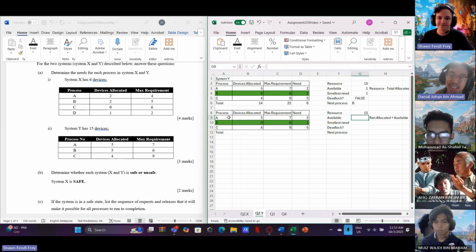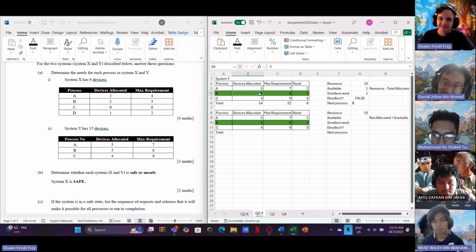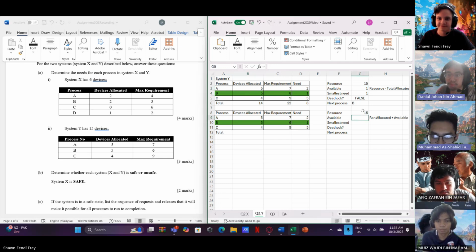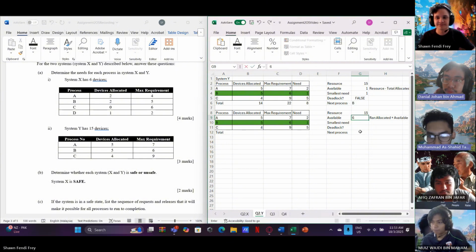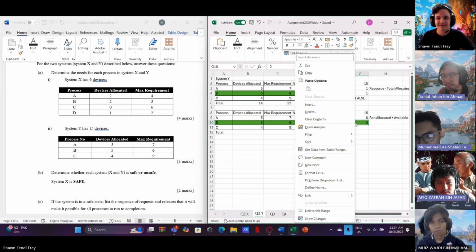Alright, so the available is going to be 1. For the available, we will run allocated plus device allocated. So it's 5 plus 1, so we get 6. What is the smallest need? The smallest need is with process A, which is 2.